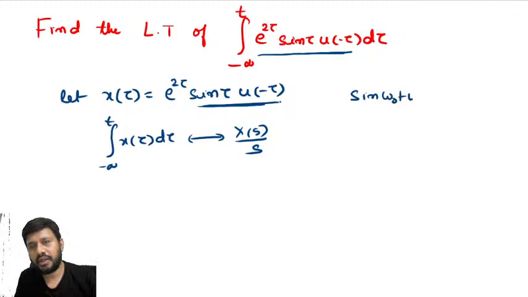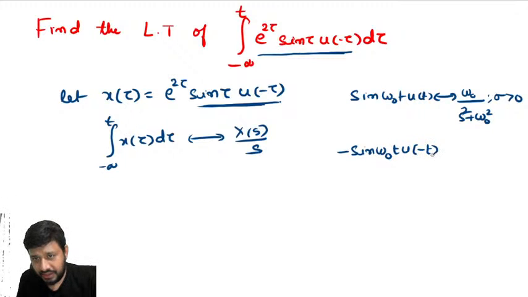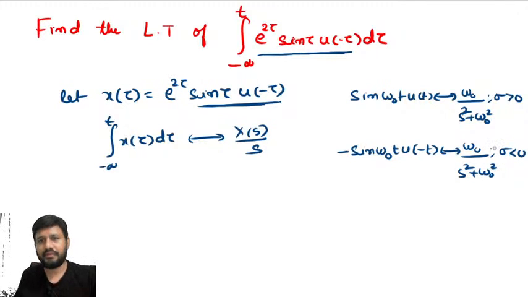Sin omega naught t u of t has Laplace transform omega naught by s square plus omega naught square, ROC sigma greater than 0. There is another signal which has the same Laplace transform, minus sin omega naught t u of minus t. Its Laplace transform is also omega naught by s square plus omega naught square, but with a reverse in ROC, sigma less than 0.